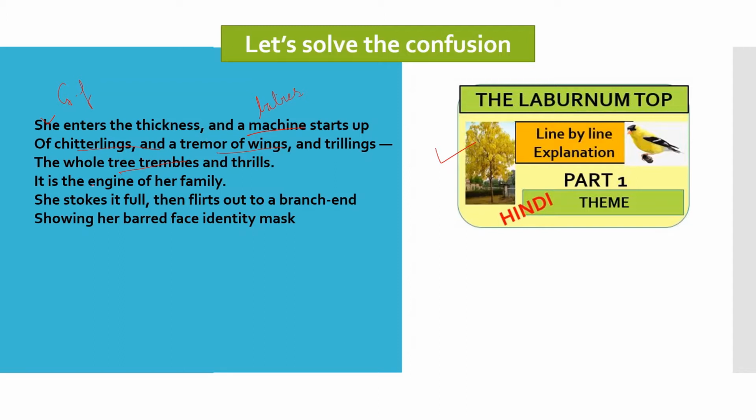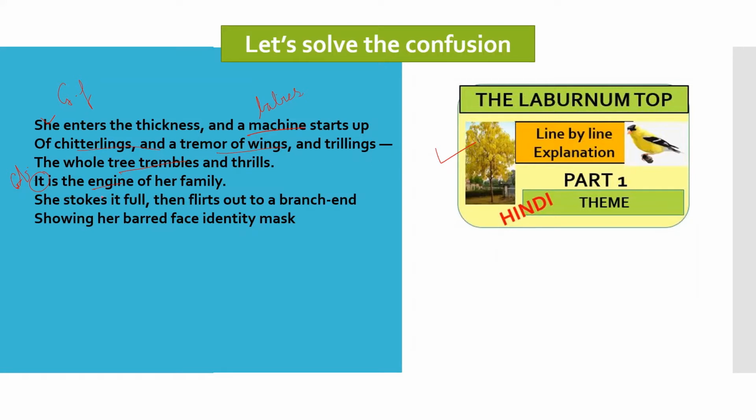Now, the next line says, it is the engine of her family. Now, this word "it" is confusing here. Now, "it" here is neuter gender. So we use this for birds and animals. So here, it is the engine of her family. It is the bird, the goldfinch. So this is again the goldfinch. Goldfinch is the engine of her family and she stokes it full.